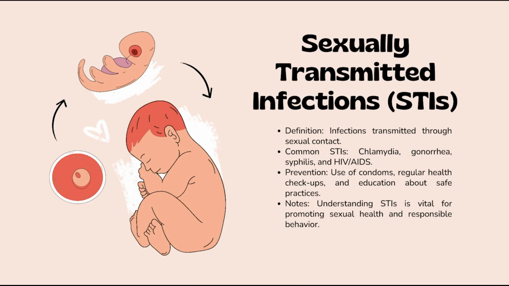Sexually transmitted infections or STIs. STIs are infections spread mainly through sexual contact. Examples include HIV, syphilis, gonorrhea. Prevention includes safe sex practices, regular checkups, and education. Awareness helps protect individuals and communities.